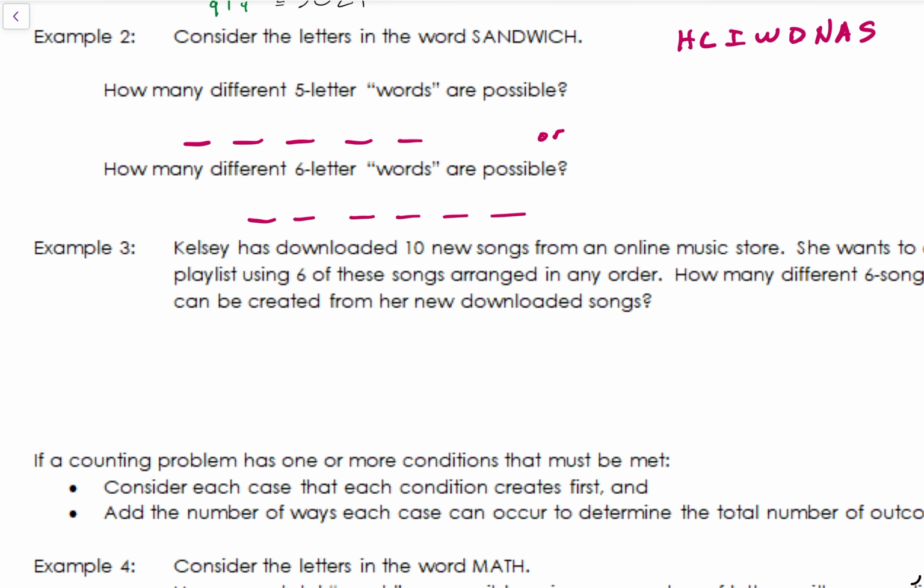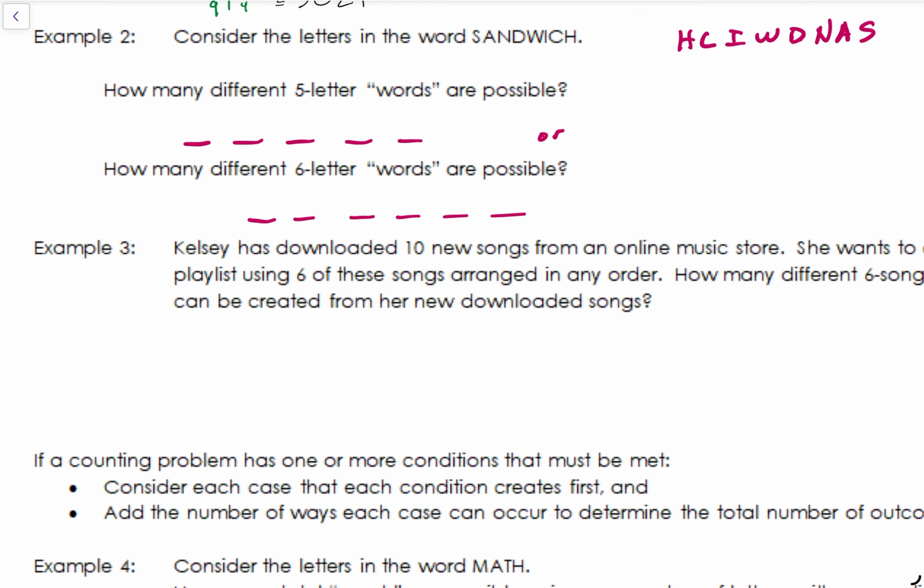Order matters here though, simply because, now you may ask, well, when would order not matter? CIW is different than WIC. So the order of the letters will change things. So that's what we mean with order matters or placement matters. So how many different 5-letter words are possible?